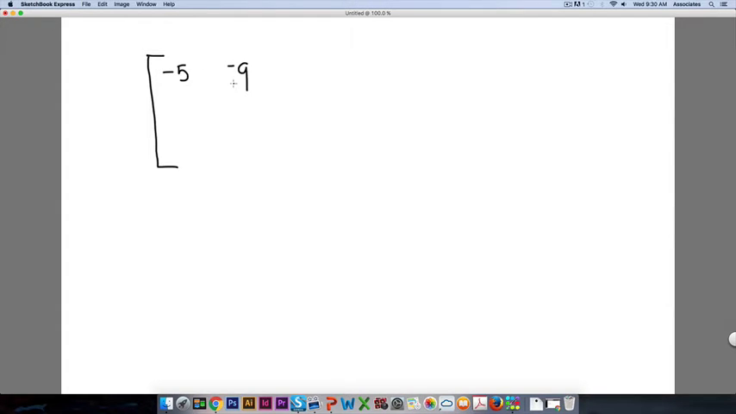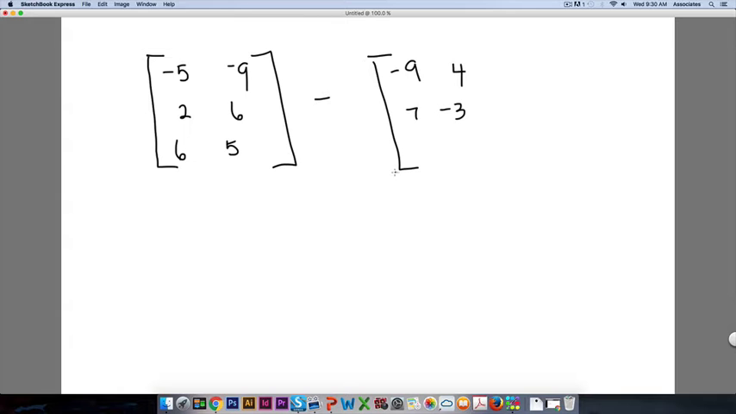My second row was 2, 6. My third row was 6, 5. And I want to subtract my second matrix. The top row was -9, 4. The second row was 7, -3. And the third row was 9, 0.